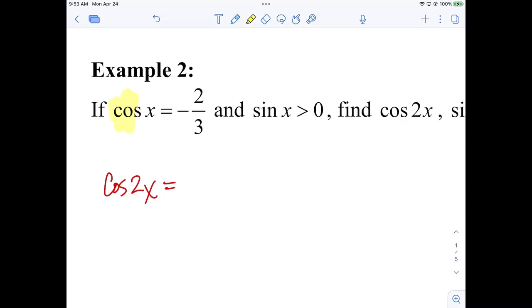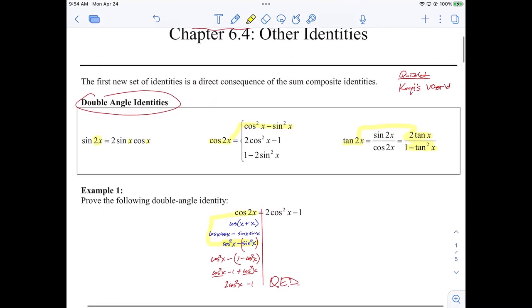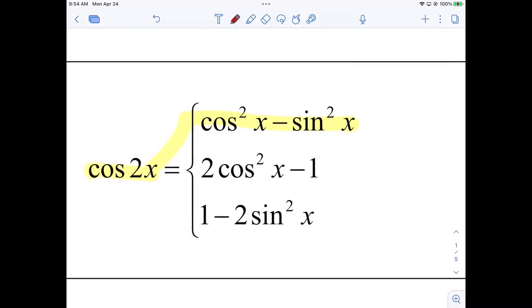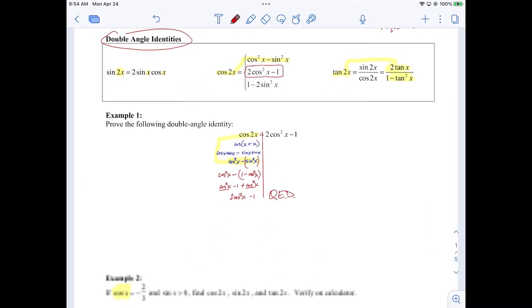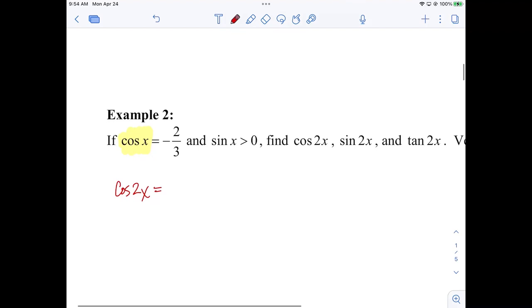All I know right now is cosine of single x. So you ask yourself, is there a way to express cosine of 2x in terms of cosine of 1x? And the answer is yes. There's 3 different ways you can write cosine of 2x. The one we want is the one that's exclusively in terms of cosine squared. Right there. 2 cosine squared minus 1. And you know that's available because you memorize it.